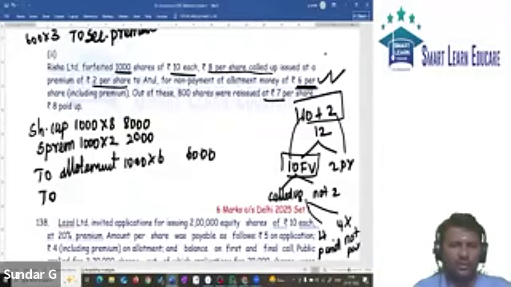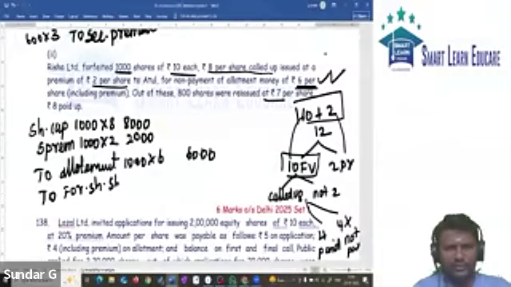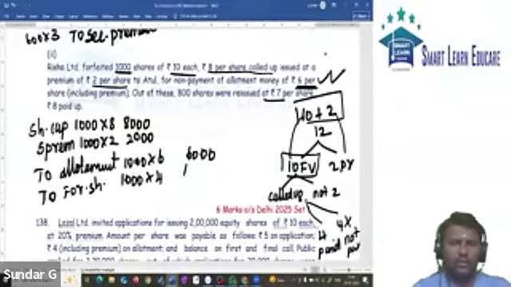Remaining 4 is paid. So entry: share capital account debit, securities premium account debit, to share allotment, to forfeited shares. It is 1,000 shares into 4. 1,000 into 4 will give you 4,000 rupees.